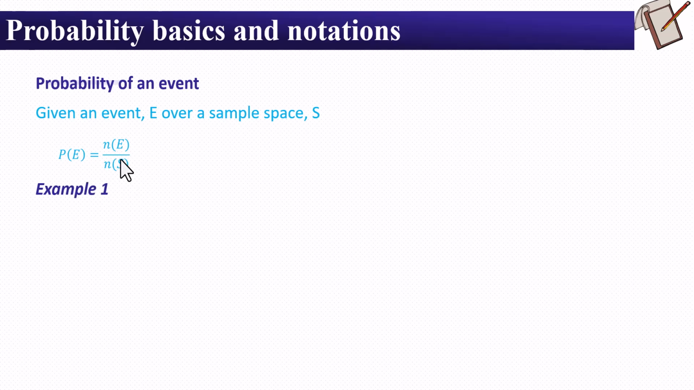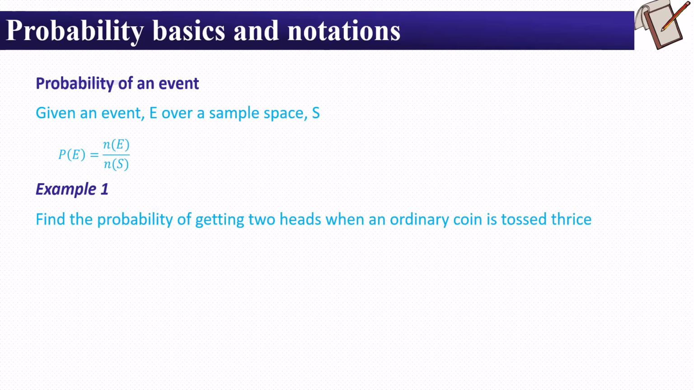Example 1. Find the probability of getting 2 heads when an ordinary coin is tossed thrice. And here is our sample space. You may throw for the first time you get a head, for the second time you get a head, and for the third time you get a head. Or you may get a head the first time, a head the second time, and a tail the last time. And all these outcomes are possible.